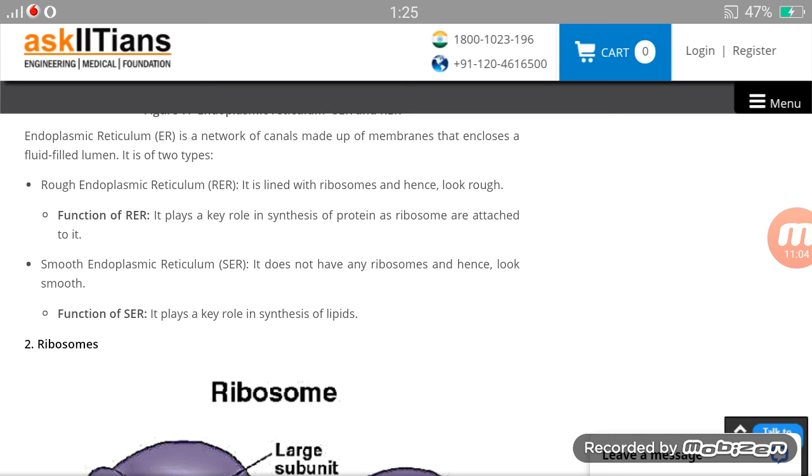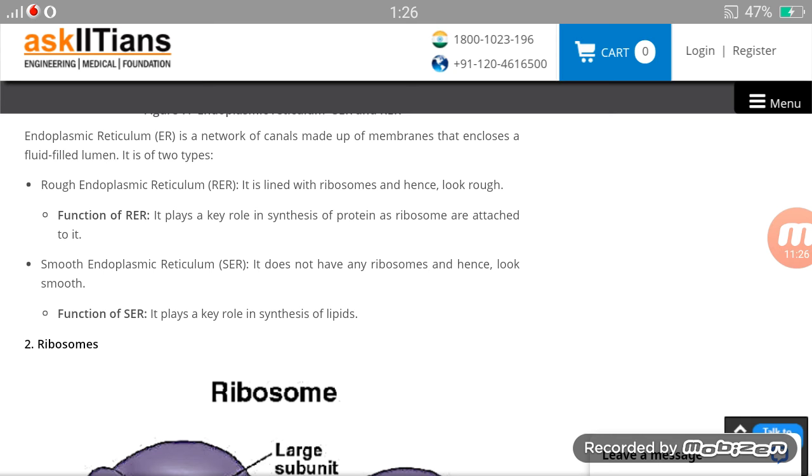And now smooth ER, which is the second part of the ER. It does not have any ribosomes and hence looks smooth. So this type of endoplasmic reticulum does not possess any ribosomes and thus it looks smooth. This can also be a give-reason question, so you should note this fact.